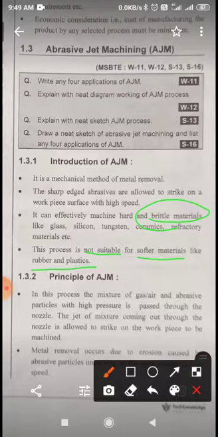So this abrasive jet machining is a mechanical method of metal removal. In this method, abrasives with sharp edges strike on the workpiece and remove the material from the workpiece surface. It is used only for removing material from brittle materials like glass, silicon, tungsten, ceramic, refractory material, etc. This is not used for what? Softer material like rubber and plastic.